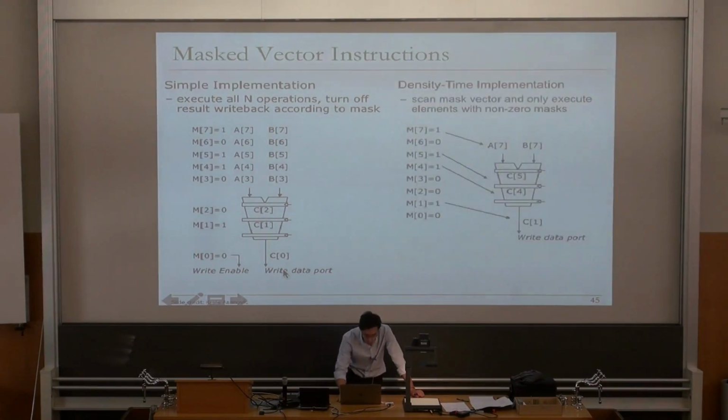And a smarter, more efficient way will be to have this dense time implementation, in which we first go through the entire vector mask, and we only issue those operations, in this case maybe those additions or those multiplications, that correspond to elements where the corresponding bit in the mask is equal to 1. So as you can guess, this is going to be more efficient. So in principle it will be better, but there are also some trade-offs, right?